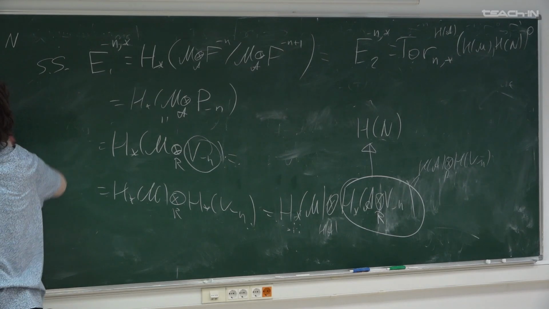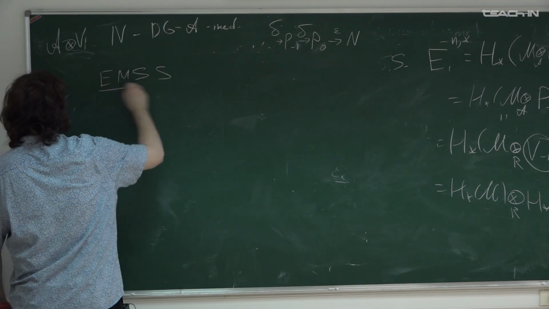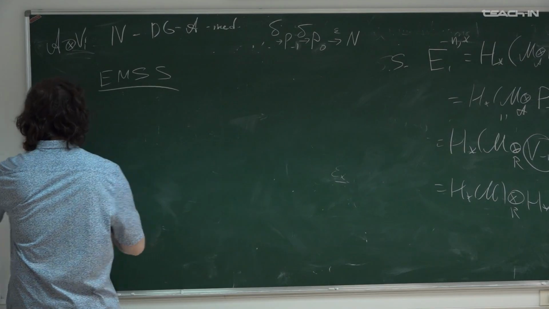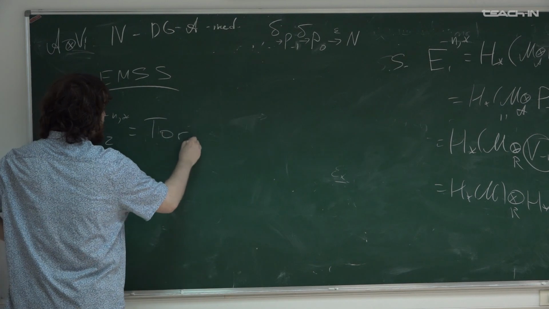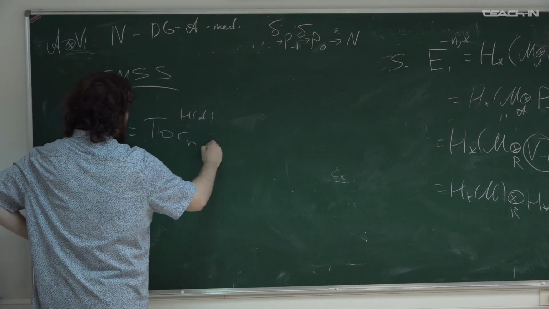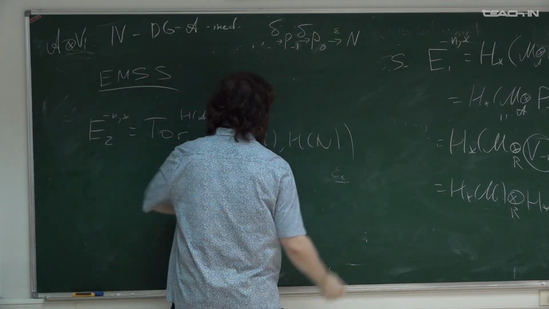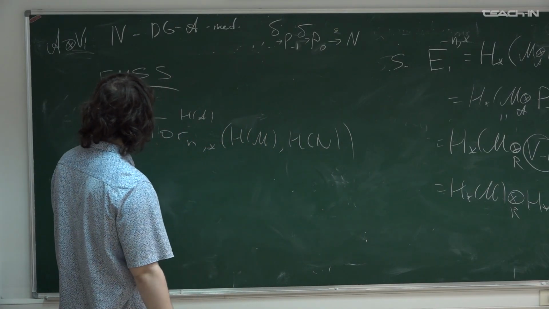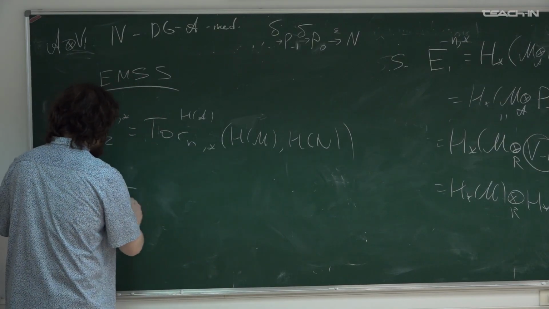So I obtain the Eilenberg-Moore spectral sequence. The Eilenberg-Moore spectral sequence is a spectral sequence which starts from the second page of this form, Tor over HA, graded, between HM and HN, and the target of this spectral sequence is differential graded Tor.